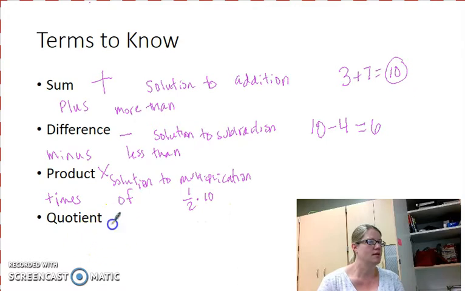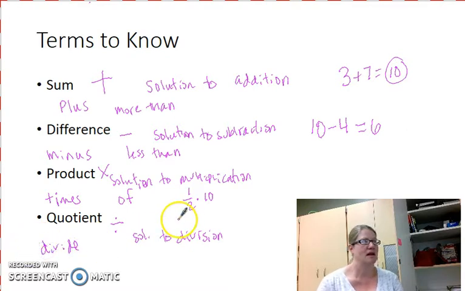Quotient, this is going to be the solution to a division problem. So we might hear the word divide. And so those are just some different words that you're going to hear, and just trying to make sure that we reviewed that and remember what all those words mean.